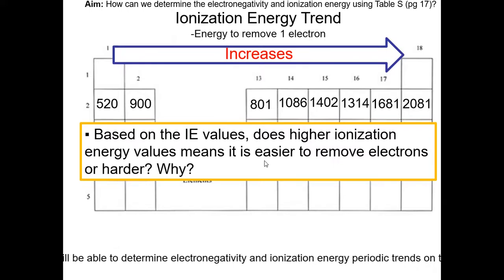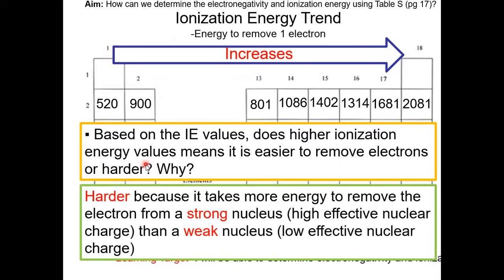Therefore, you need more energy to remove an electron from an atom with a strong nucleus than an atom with a weak nucleus. So if an atom has a high ionization energy, it means it is harder to remove the electron. Why? Because it takes more energy to remove an electron from a strong nucleus, high effective nuclear charge, than a weak nucleus, low effective nuclear charge.